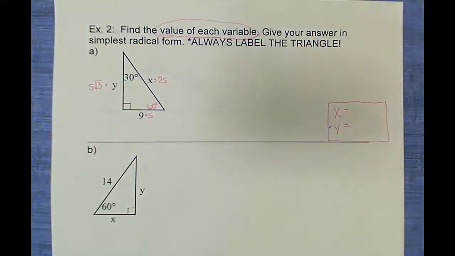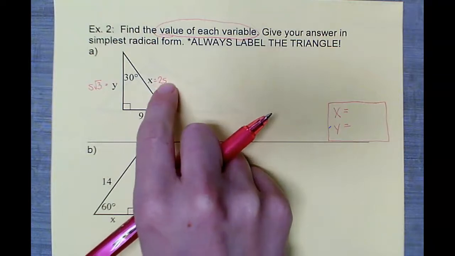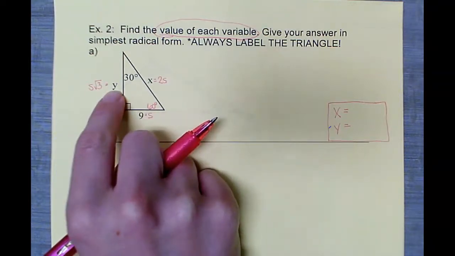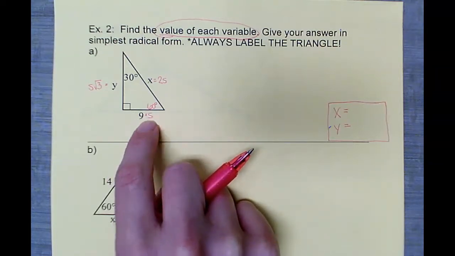Now in the last set of notes, you always wanted to start where you had an equation with only one unknown, one variable. So here we have an x and an s. That's two unknowns. We can't use that first. Here we have an s and a y. That's two unknowns. We can't use that. Here we have just s. And so we can start out with this equation.